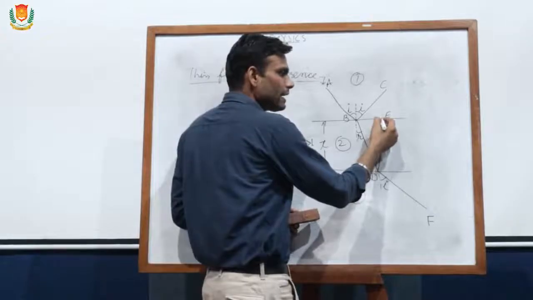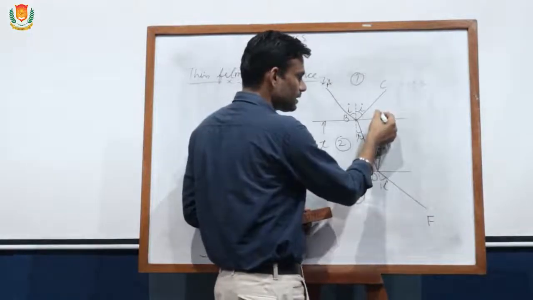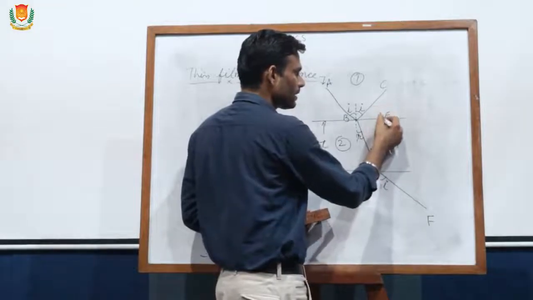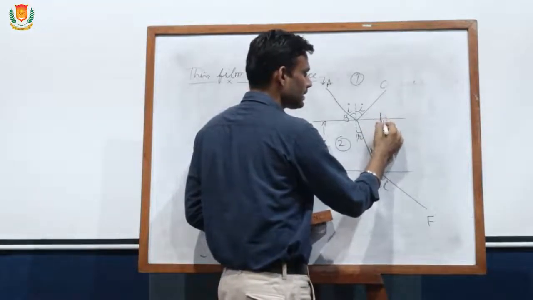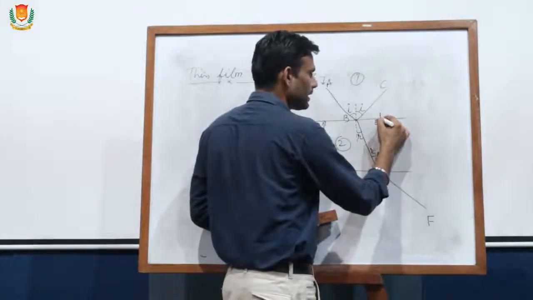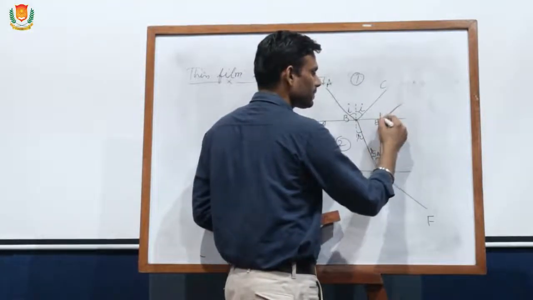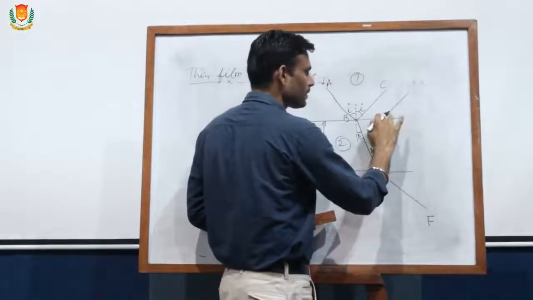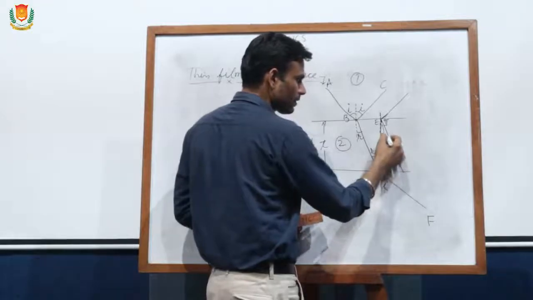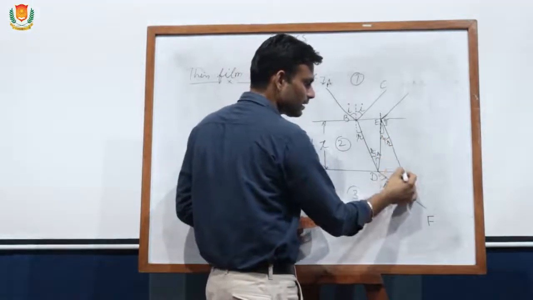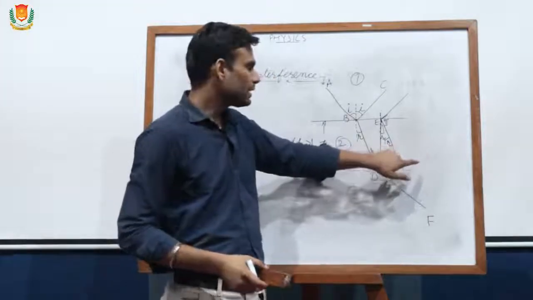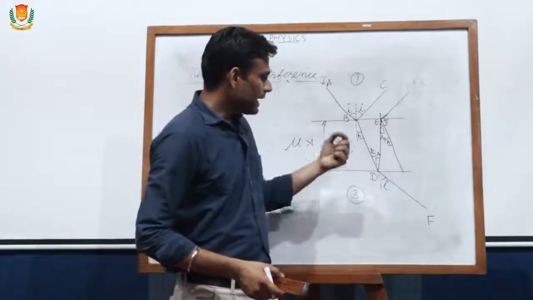At point E again, this is the normal, suppose this is the angle R, this point is E. Again at this point it will partially transmit and partially reflect. This angle is again R, and here again this phenomenon will continue till the end of this beam.